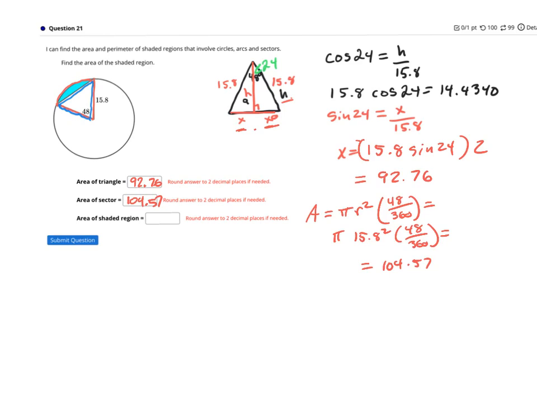Now, to figure out the area of just the shaded part, we need to subtract 92.76, and that's going to give me 11.81.